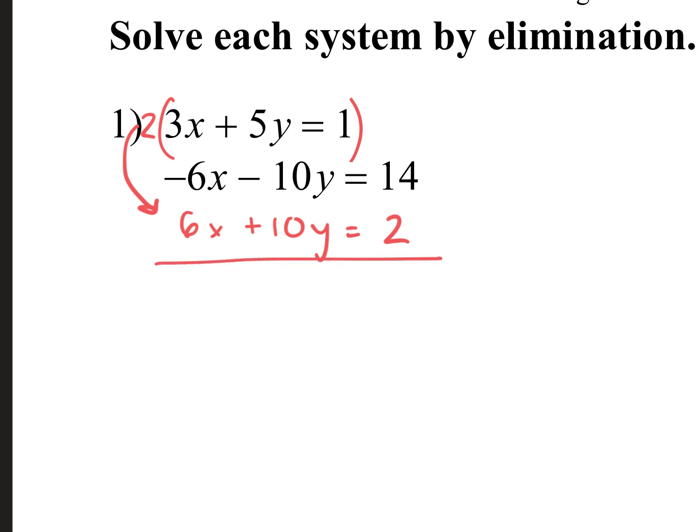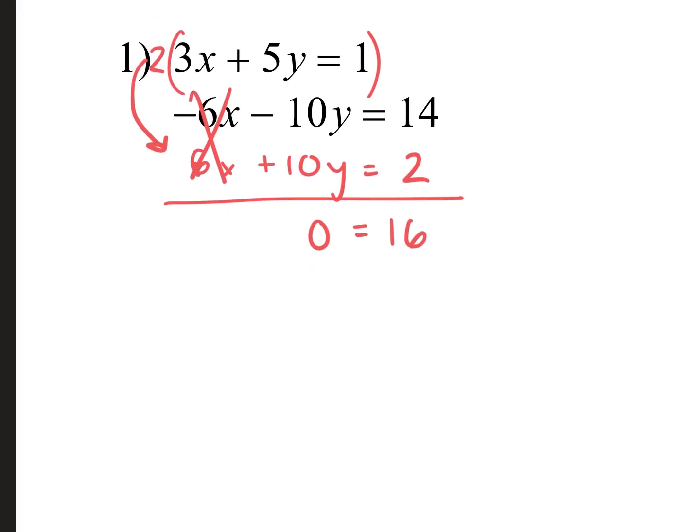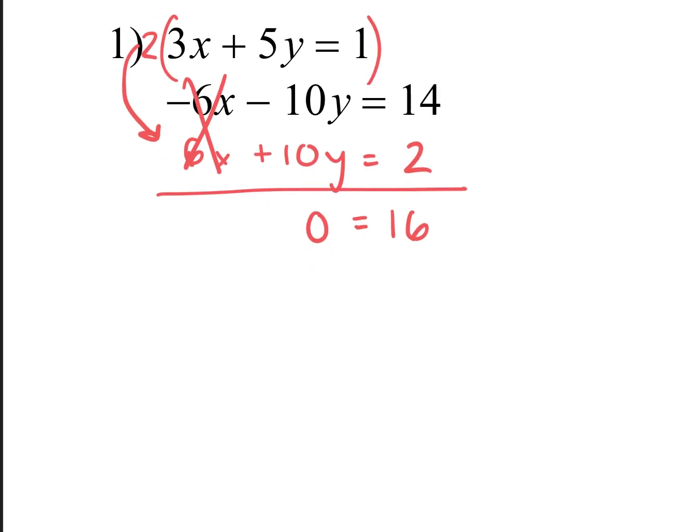Do the x's cancel now? You minus 10y. So what's -10y plus 10y? 0. And what's 14 plus 2? What happened to our variables? They went away. So does 0 equal 16? So what's our answer? No solution.